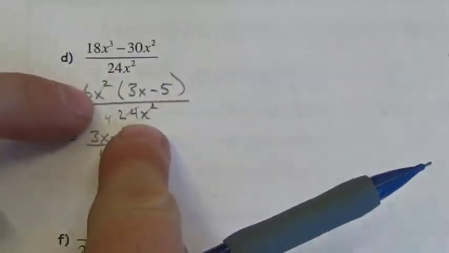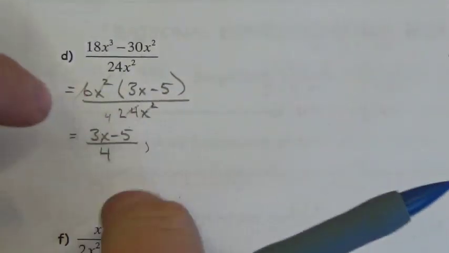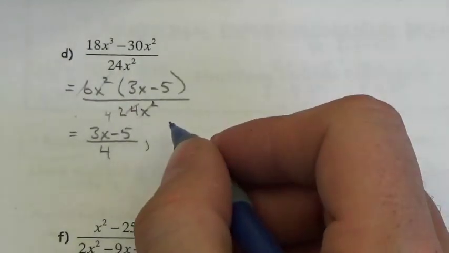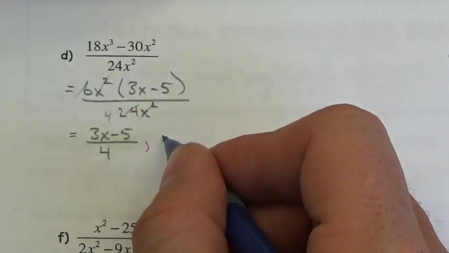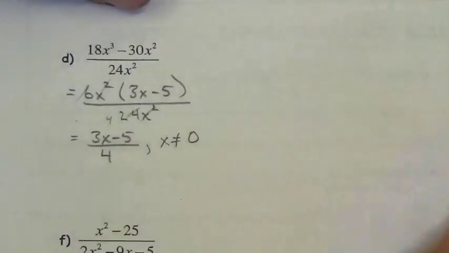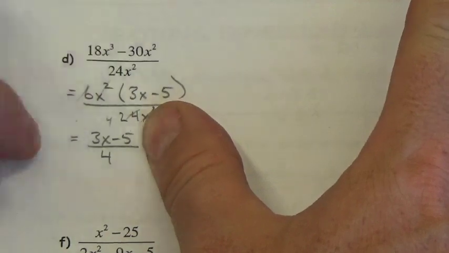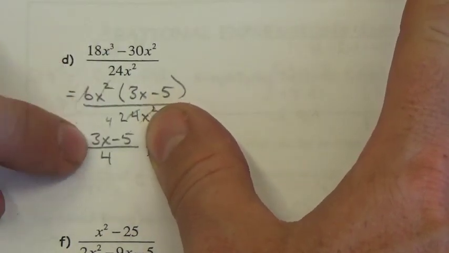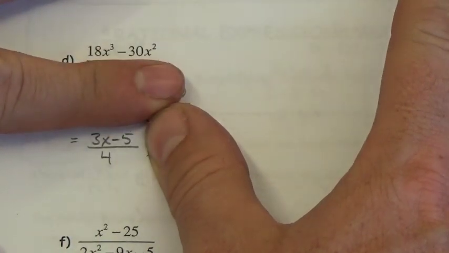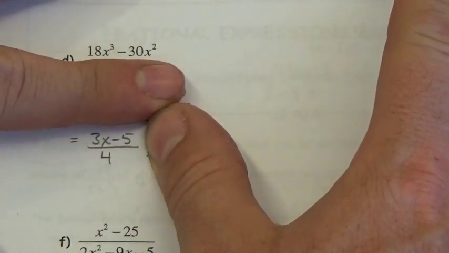Now, because I canceled the x squareds out, and they're gone, I now have to be very clear as to what restriction just disappeared. The restriction was that x could not equal 0. If I don't say that, then these two are not actually equal, because this one here did have a restriction at 0, and this one here, the way it's written, doesn't.